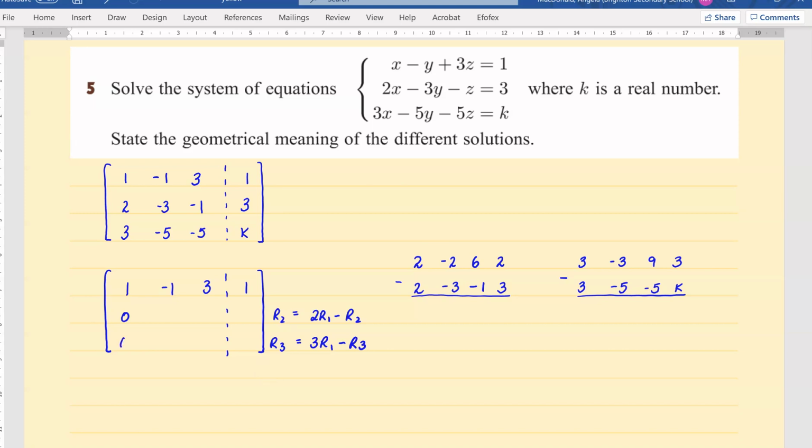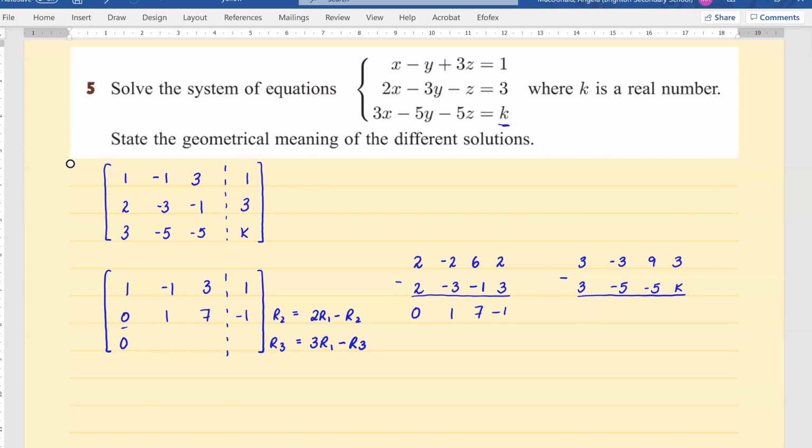And we want to make sure that we've got zeros going on here. So to make a 0 in our first place, we're going to say 2 lots of row 1 take row 2. I've done it to the side here, so we get 0, minus 2 take, we get 1, 6 take 1 is 7, and 2 take 3 is minus 1. All right, notice that we've got a k in this one.